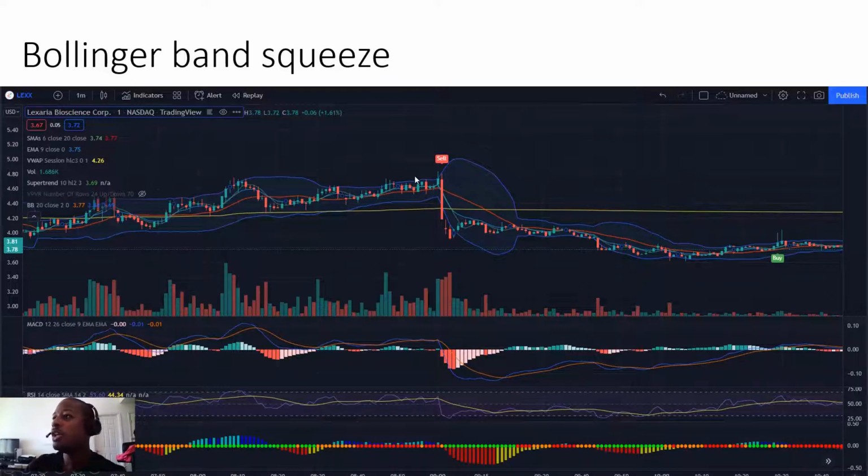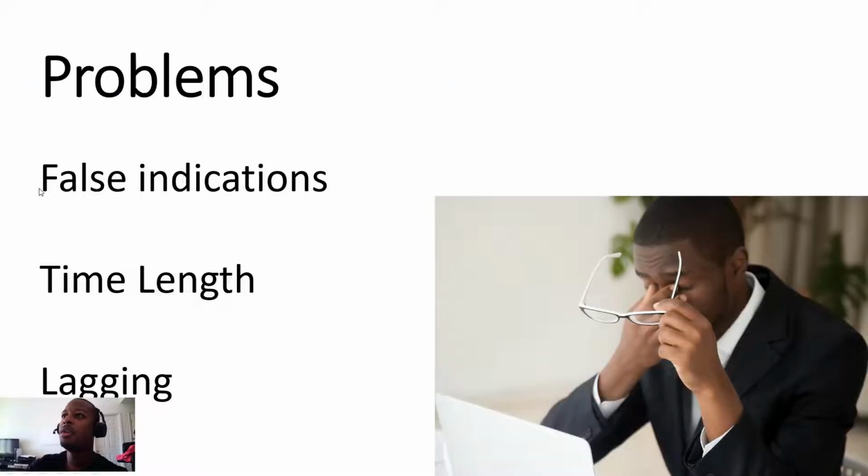Whereas, you got this indication here of the bands breaking below the volume weighted average price, and you can see it expanding. That's a good indication that, hey, price is going to continue to drop, and of course, it sure did. Okay, so that's just one example. So some of the problems that come with the Bollinger Bands is you can get a lot of false indications.